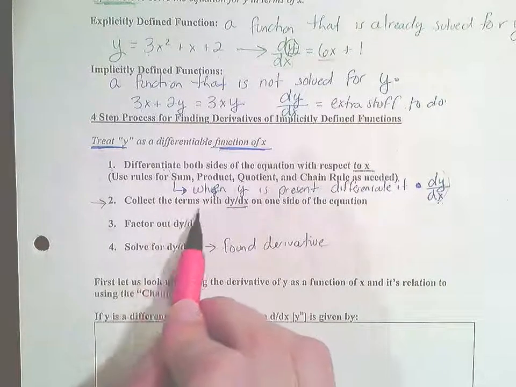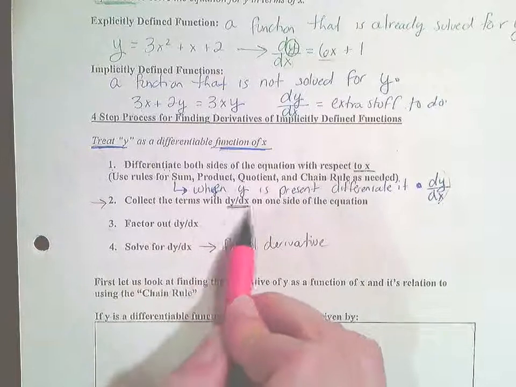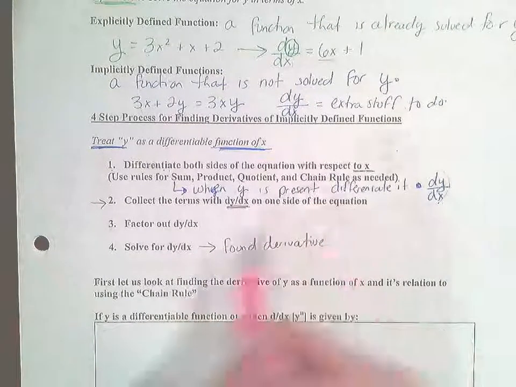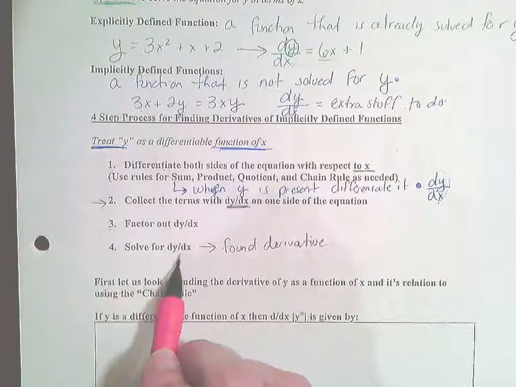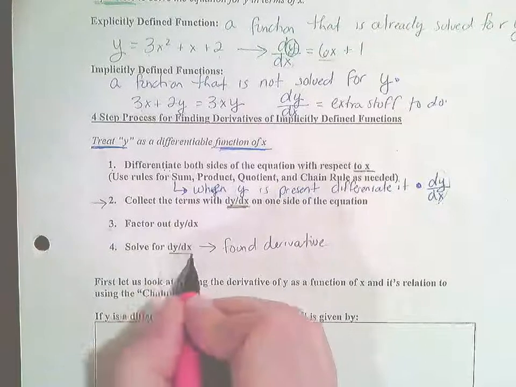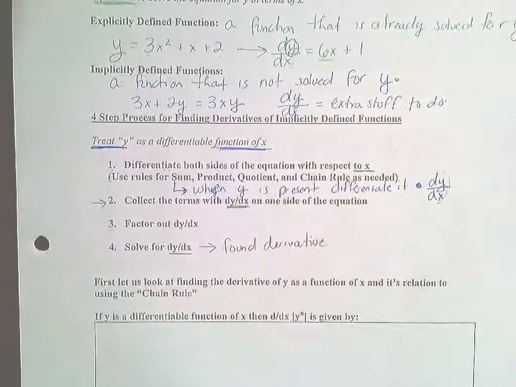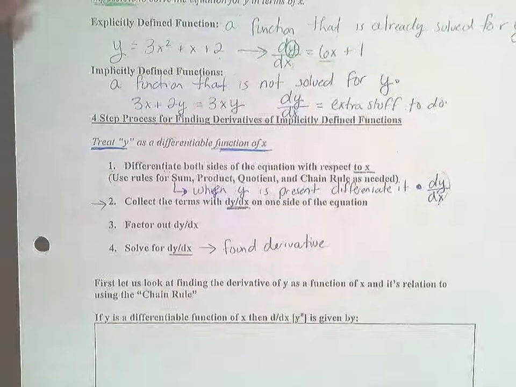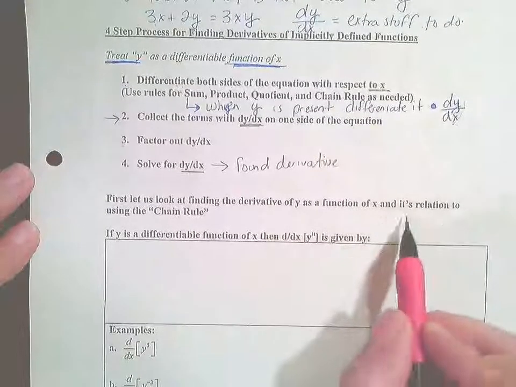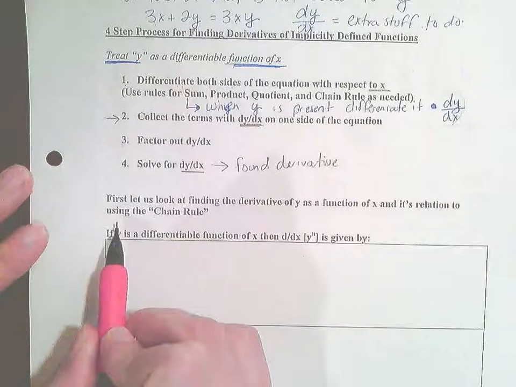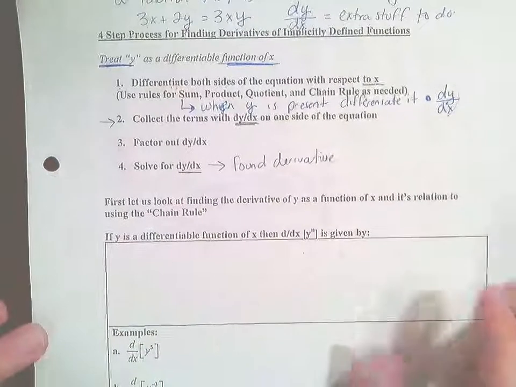Step two, we're going to collect the terms with a dy dx on one side of the equation. We're going to factor out dy dx, and then we're going to solve for dy dx. And once we do this, that means we have found the derivative. So first, let's look at finding the derivative of y as a function of x and its relation to using the chain rule.